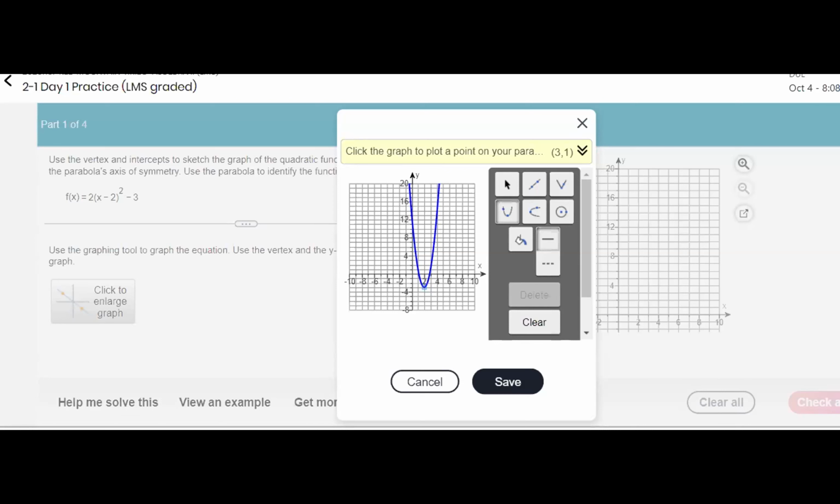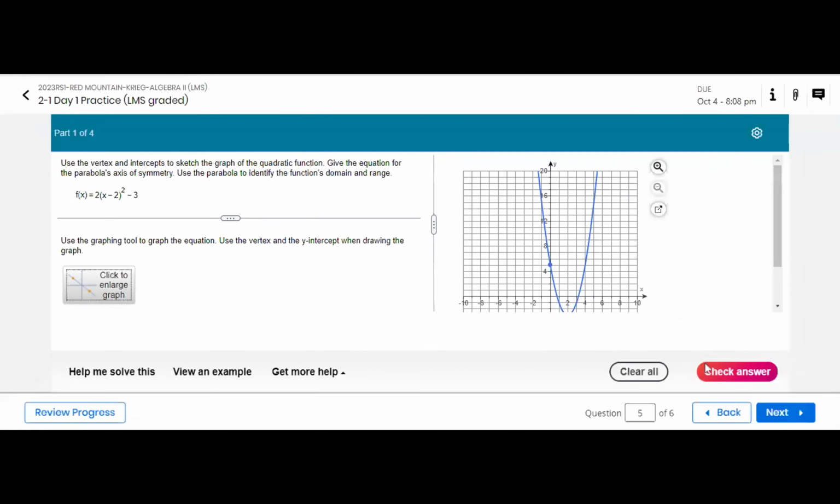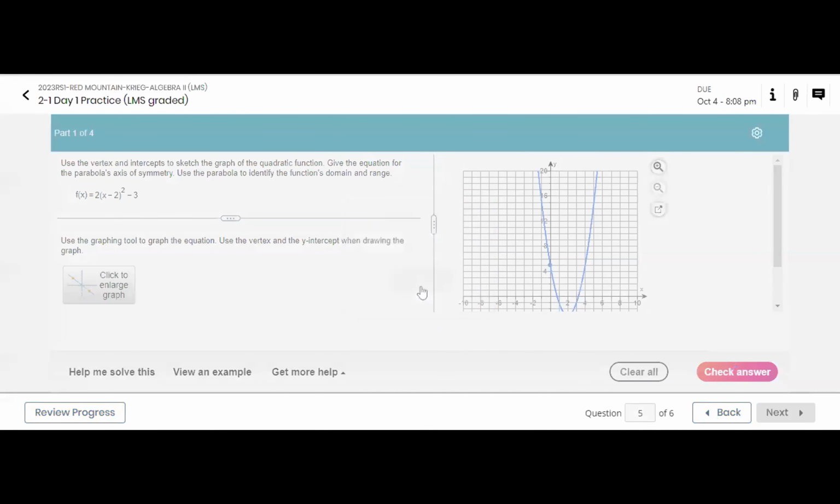Is it 5? Yes. So that's the point 0, comma 5. That's the second point you want to graph. There you have it. Click save, click check answer. You got it. Okay.